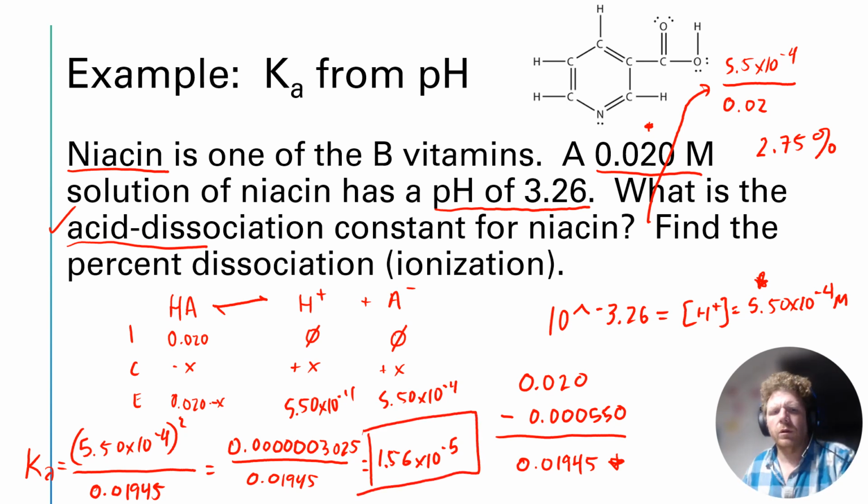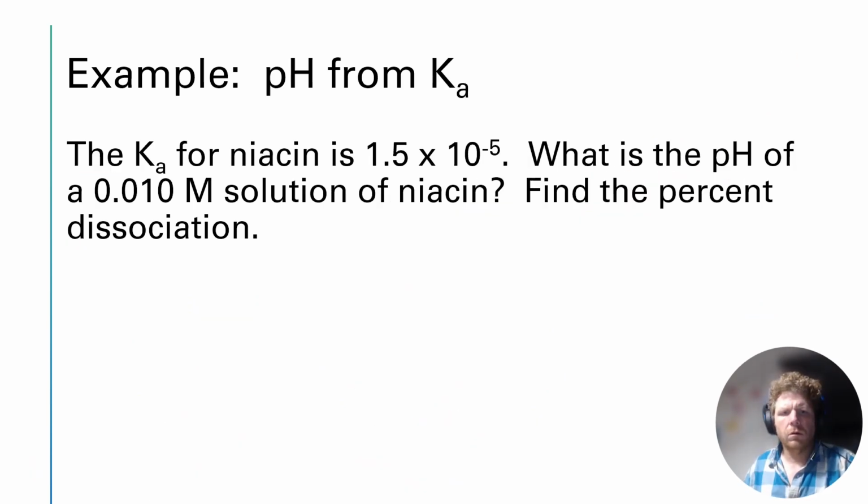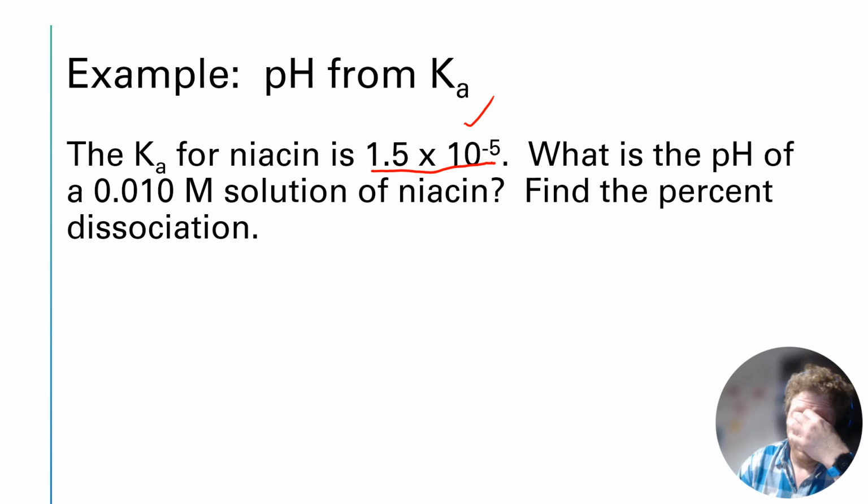That's great. Let's remember that. Now, pH from a Ka. The Ka for niacin is 1.5 times 10 to the negative fifth. Is that pretty darn close to what we just solved for? It absolutely is. Okay, so now let's use this. So this is just a good check that we did it right. Now, what is the pH of a 0.01 molar solution of niacin? Find the percent dissociation.